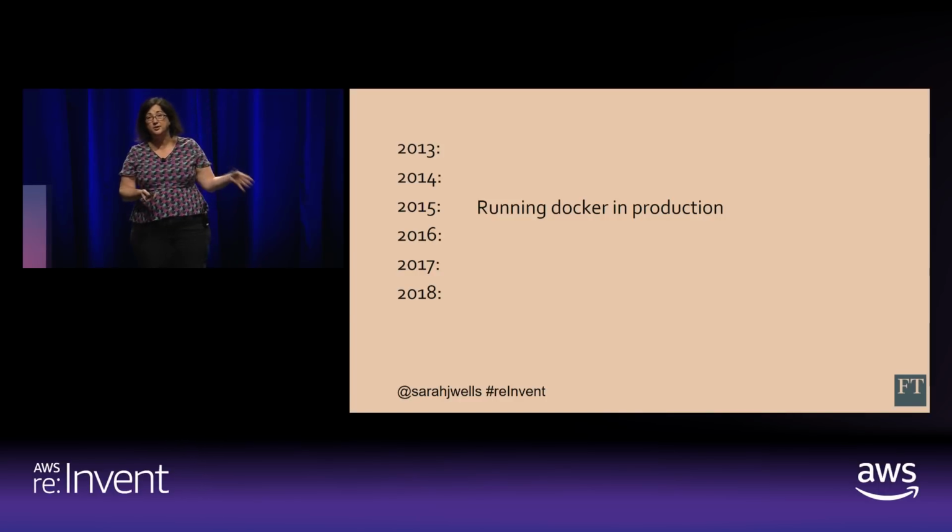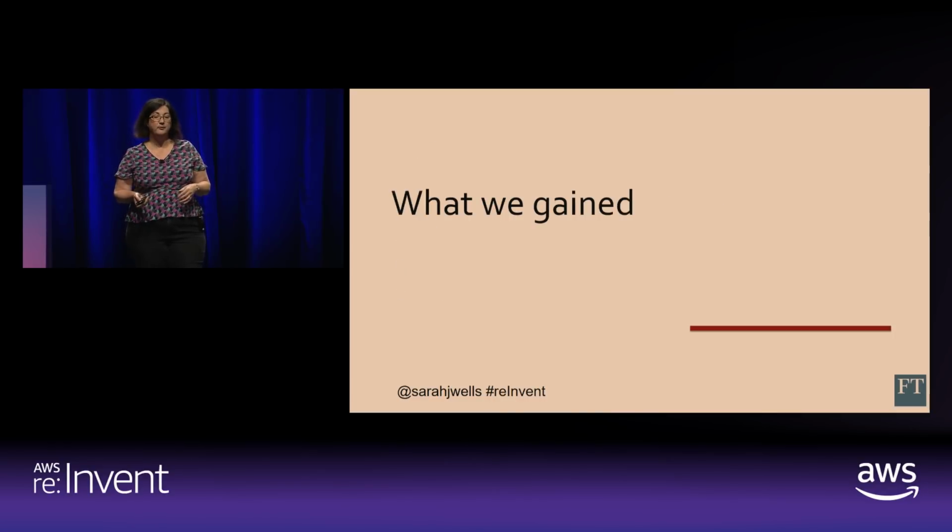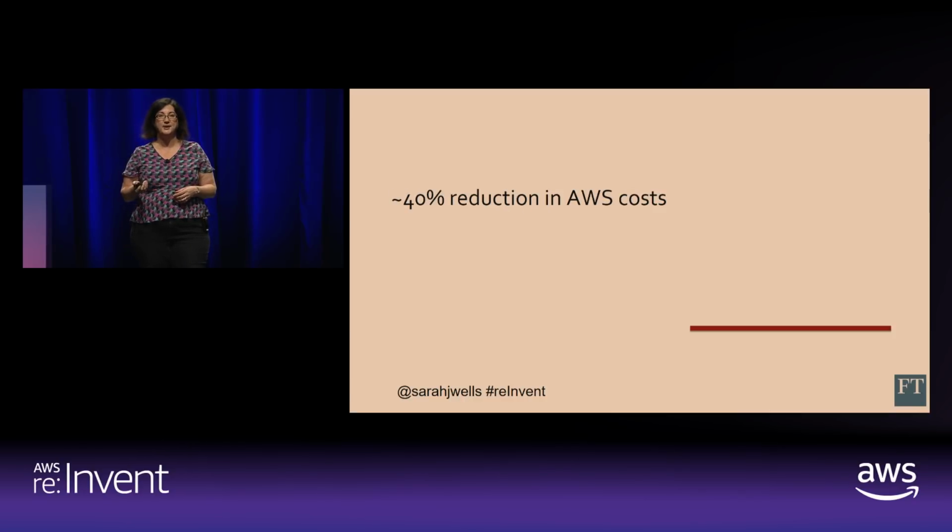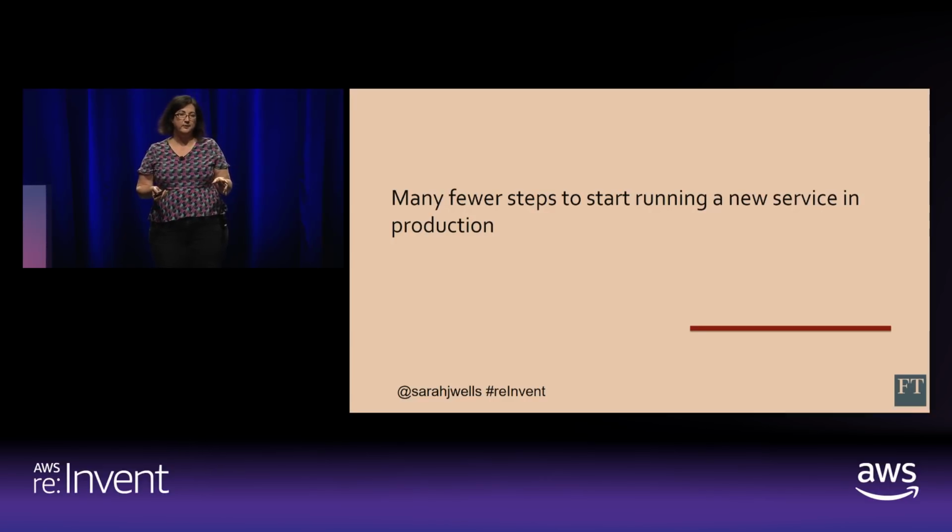By mid-2015, we were running this in production. We started by building new stuff there, and then we migrated everything else across to it. So what did we gain from doing this? Well, we could run multiple services on each VM, which we couldn't do with our previous stack. So we ended up running our services on 8 extremely large VMs per region rather than 300. That was about a 40% reduction in AWS costs, which was worthwhile for us. And it was many fewer steps to start running a new service in production. You didn't need to provision a VM. You didn't need to set up a deployment pipeline. You just needed to edit a YAML file.